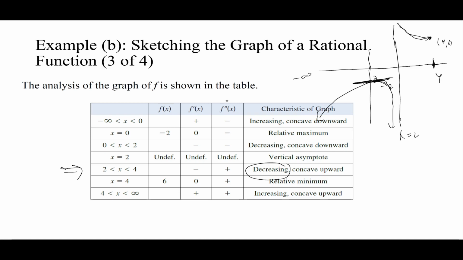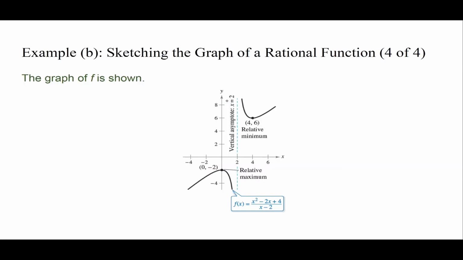It's going down, decreasing, concave upward, and at this point it's a relative minimum, and from this point it will go up. On this side, because it's a vertical asymptote, the graph should approach this vertical asymptote. So the graph of this function would look like this: relative maximum, relative minimum.